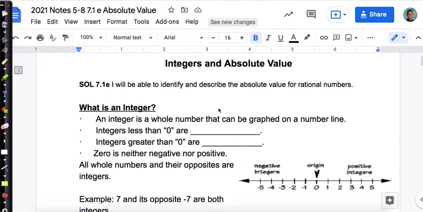To my video on integers and absolute value. So you will be able to identify and describe the absolute value for rational numbers. But before we get into absolute value, we need to review what an integer is.